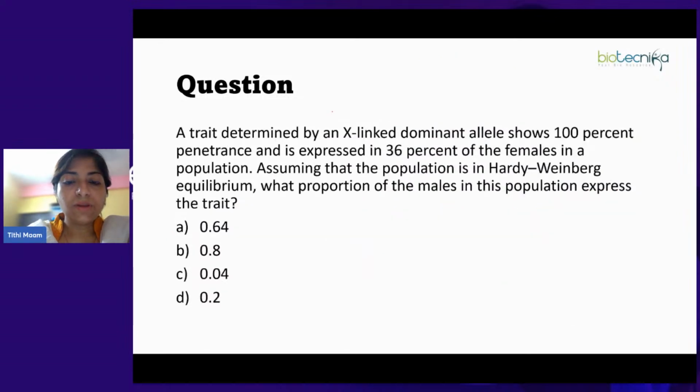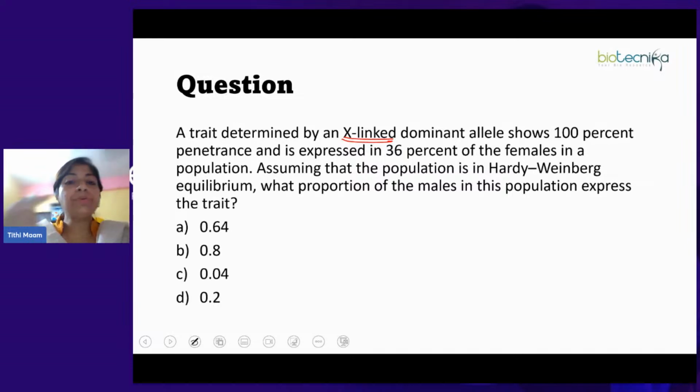Okay, next question. A trait determined by an X-linked dominant allele shows 100% penetrance and is expressed in 36% of the females in the population. Assuming that the population is in Hardy-Weinberg equilibrium, what proportion of males in this population will express this trait? So this is again X-linked.